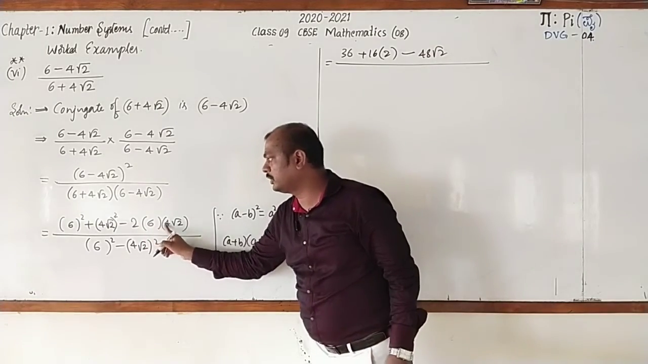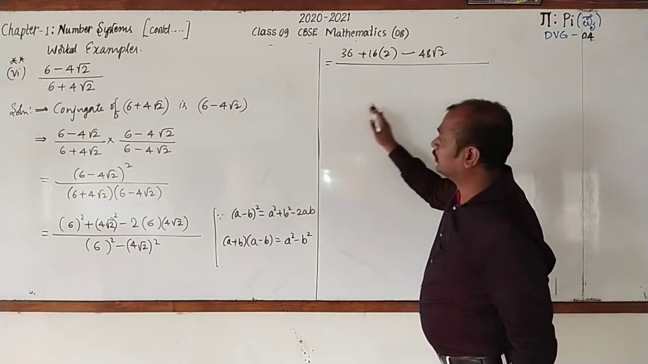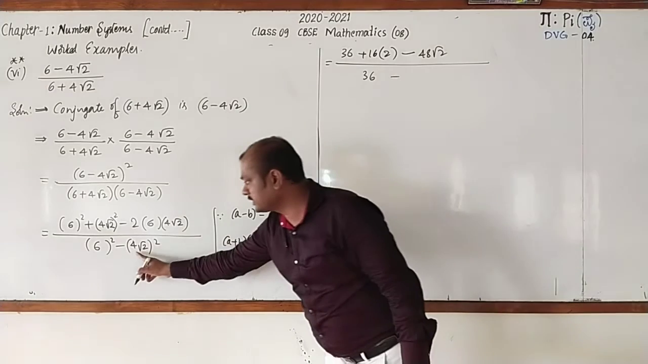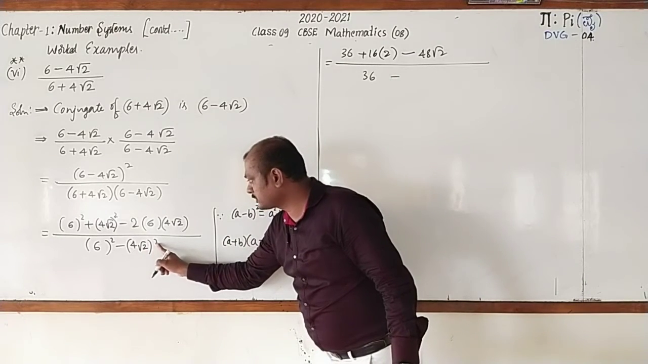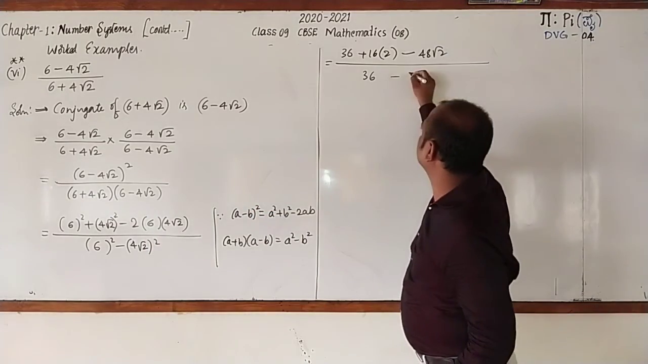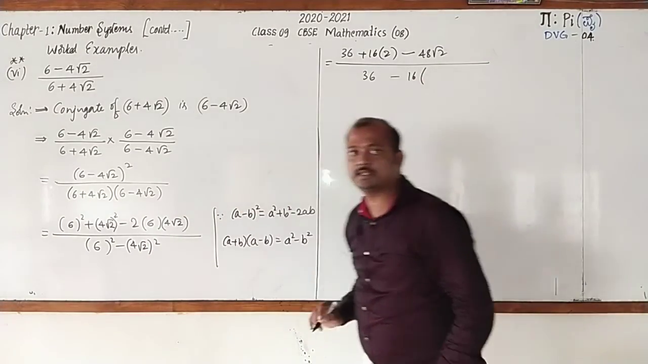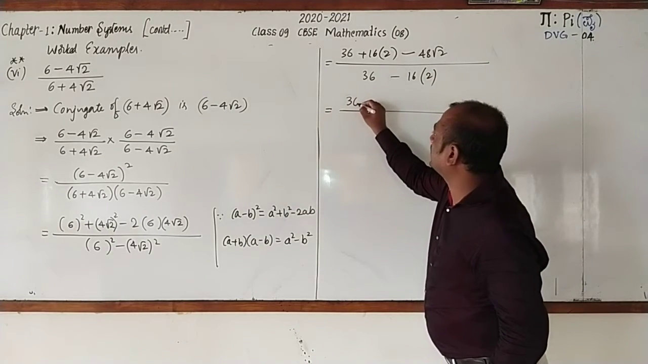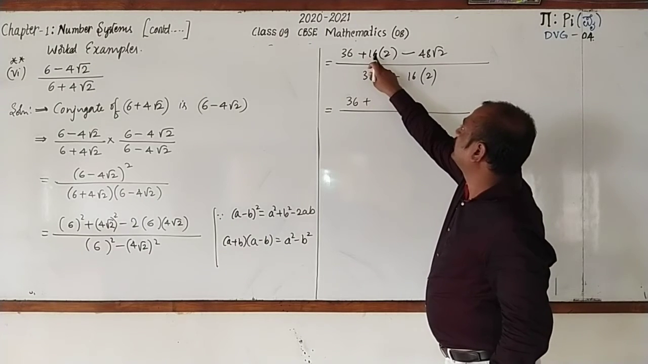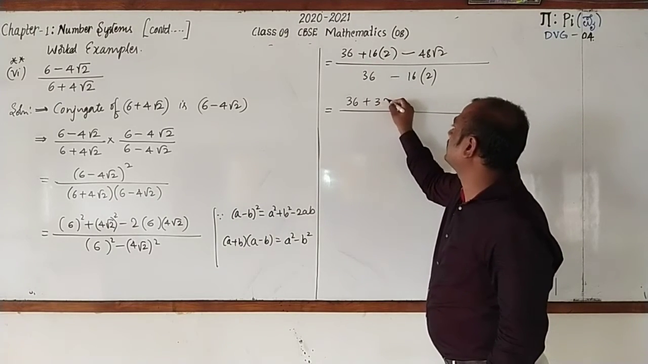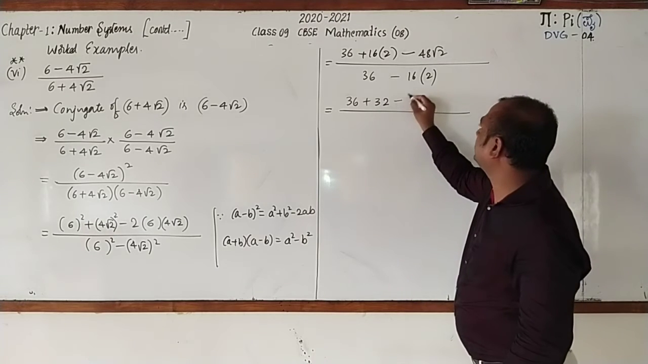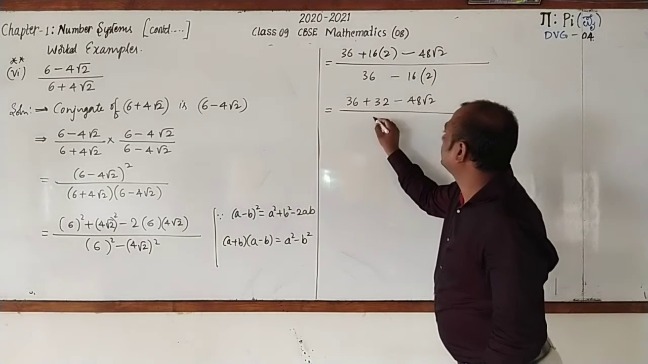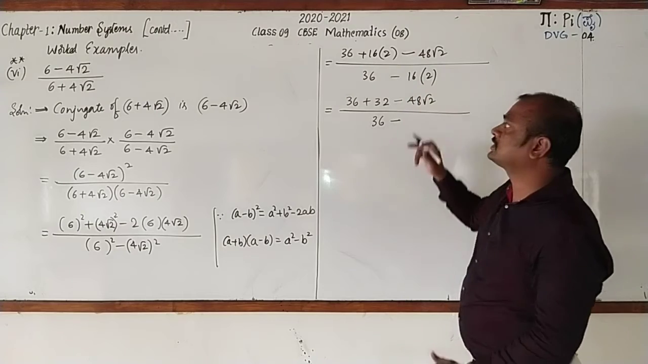2 6s are 12, 12 4s are 48. Whole divided by, now 6 whole square, it is 36. Minus, again, here 2 terms are there. Apply square to both. 4 square is 16. Then root 2 whole square is 2, which is equal to, now 36 as it is in the numerator. Then what is 16 2s are? 16 2s are 32 minus 48 into root 2. Next, 36 minus, what is 16 2s are?